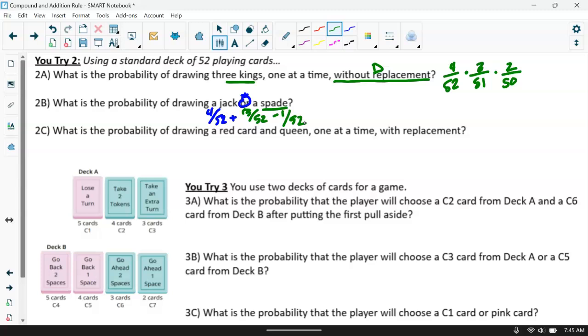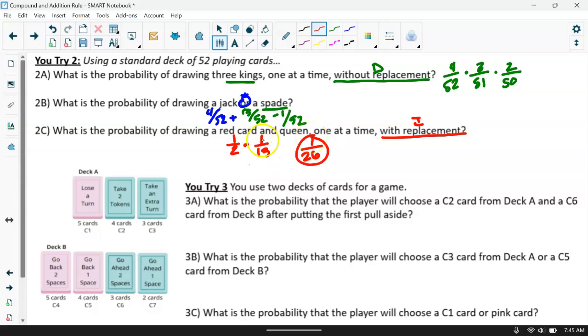Now, what is the probability of drawing a red card and queen with replacement? So you should have noticed that this is independent, right? Now, how many red cards are there? Well, that's half the deck, 26 out of the 52, which is 1/2. Then what is the probability of getting the queen? There are 4 out of 52, right? Or this simplifies to 1 out of 13. And that's how you get 1 out of 26 here.